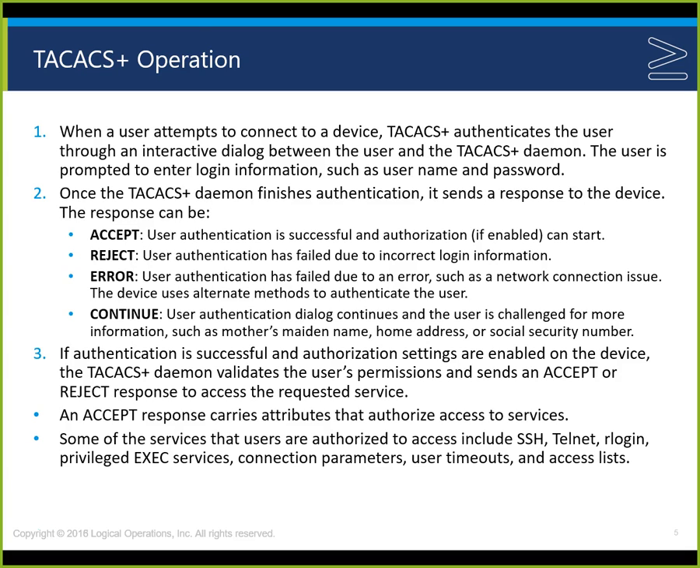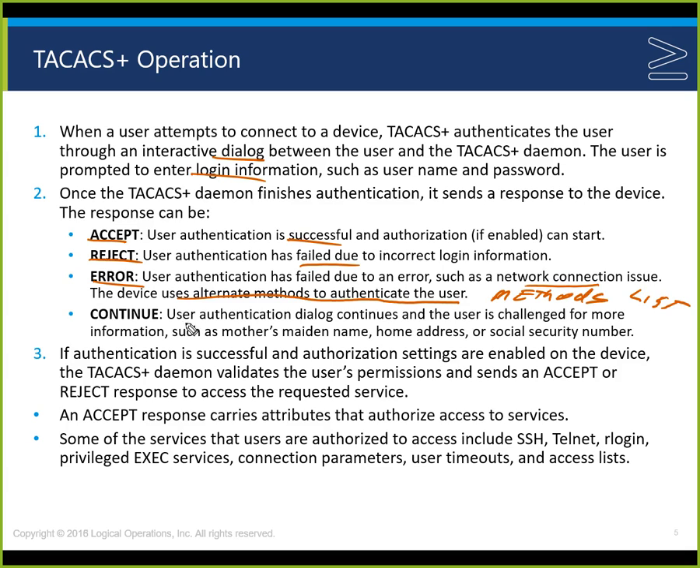The operation authenticates the user through an interactive dialog. It asks for your username and then your password. You're prompted to enter the login information, username and password. TACACS finishes the authentication and sends a response to the device. We can accept, if it's successful, or reject, fail due to incorrect information. Or an error, failed due to an error such as a network connection issue. The device then uses the alternate methods to authenticate the user, and the alternates would be the methods list, what's called a methods list.